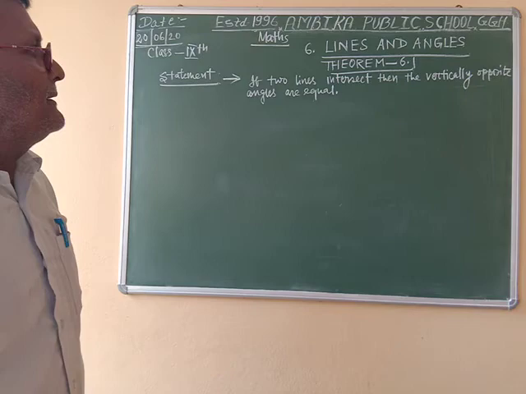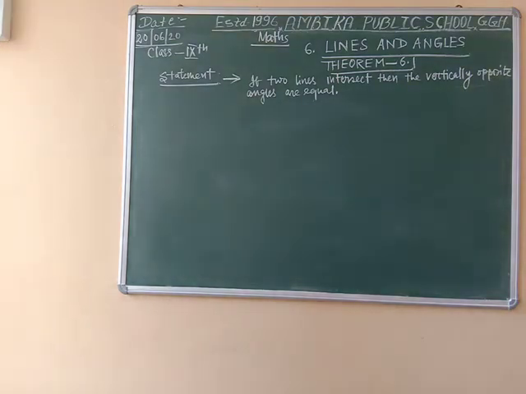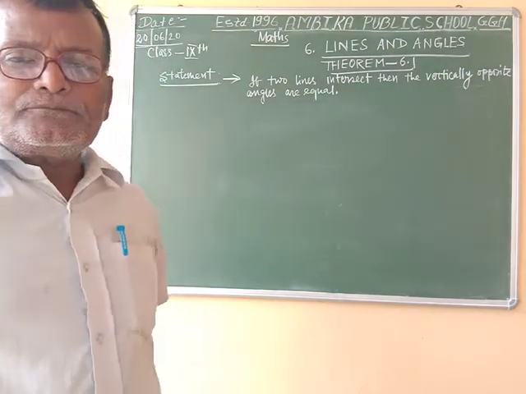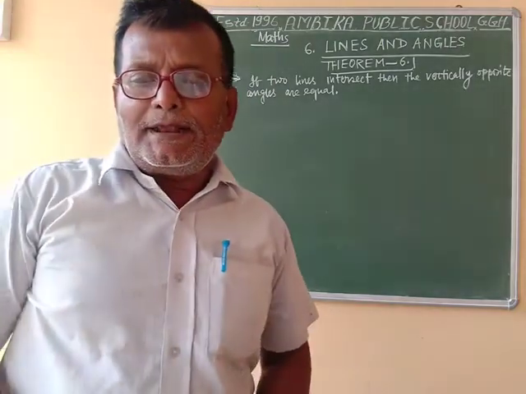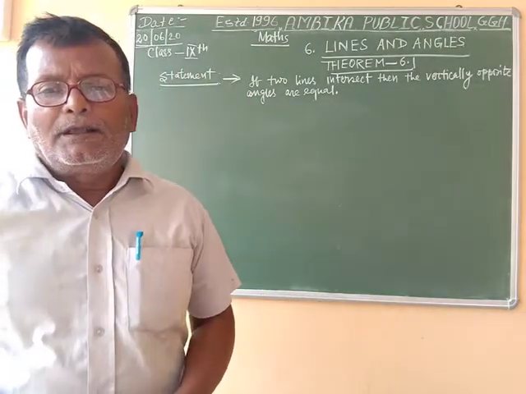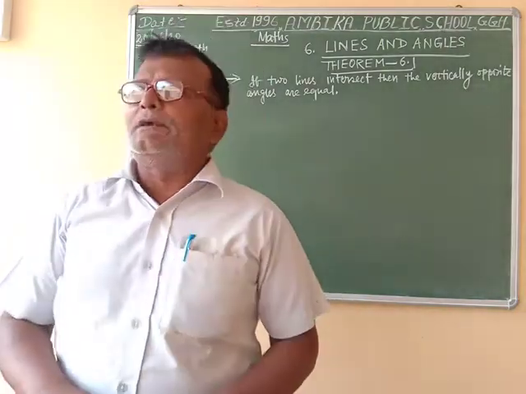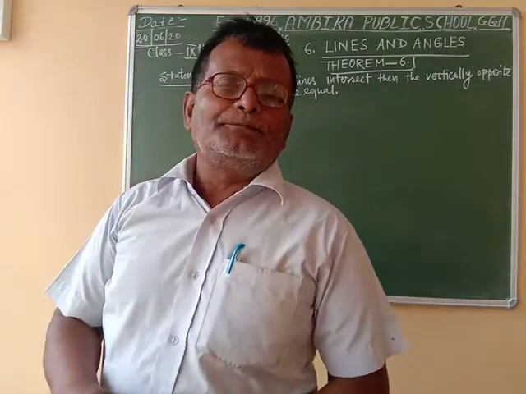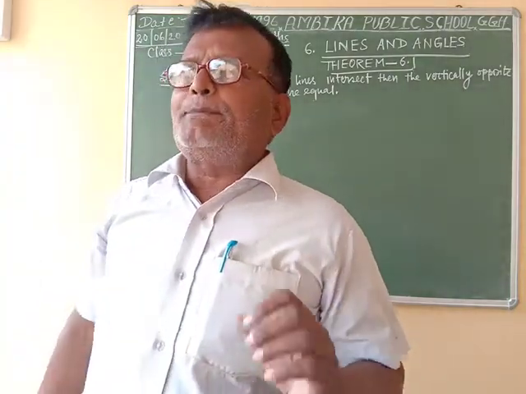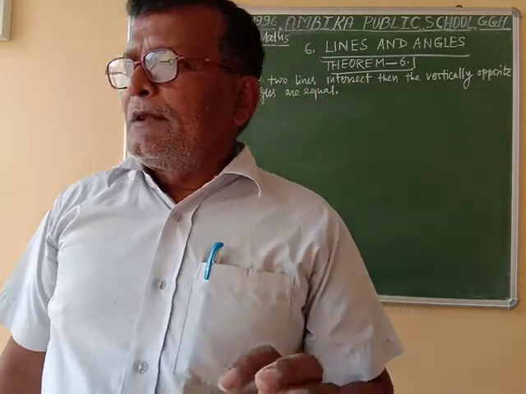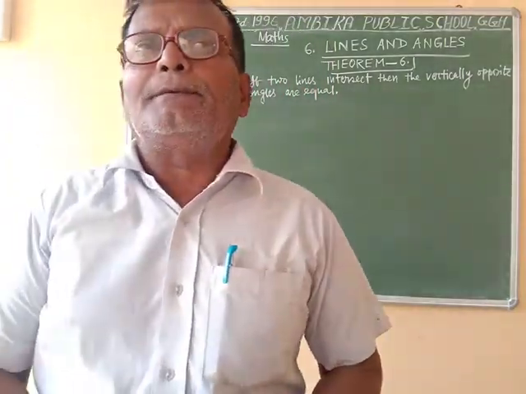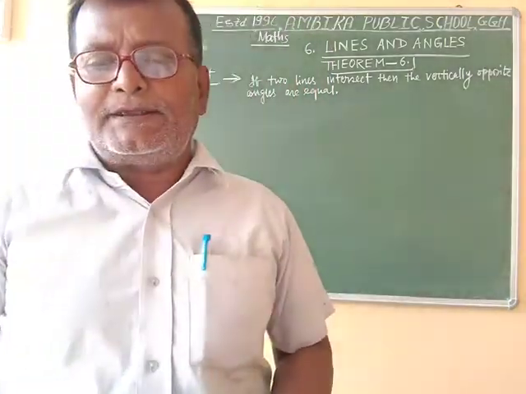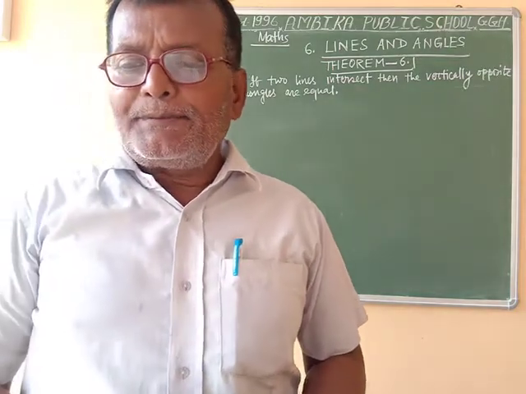जब दो रेखाएं एक दूसरे को काटती हैं, तो विपरीत शीर्ष कोण अथवा सम्मुख कोण, वर्टिकली अपोजिट एंगल्स को हम विपरीत शीर्ष कोण अथवा सम्मुख कोण भी कह सकते हैं, आपस में बराबर होते हैं.